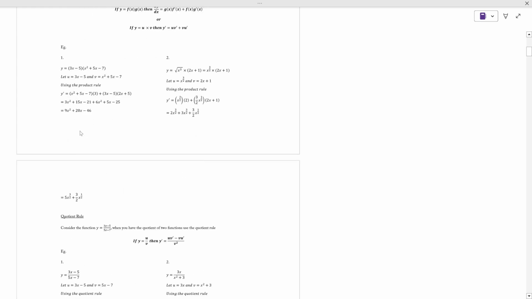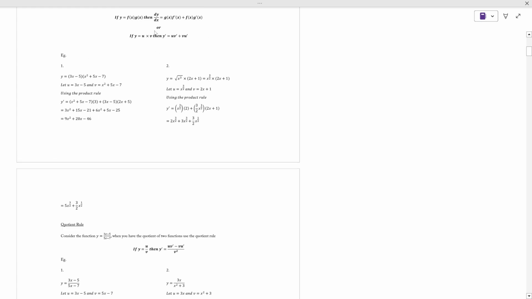Cool. So looking at example 1, you've got the function y is equal to (3x minus 5)(x squared plus 5x minus 7), right? It's a product of two functions. Using the more simplified product rule, you can basically let u equal 3x minus 5, which represents the first function, and we can let v equal x squared plus 5x minus 7, which is the second function.